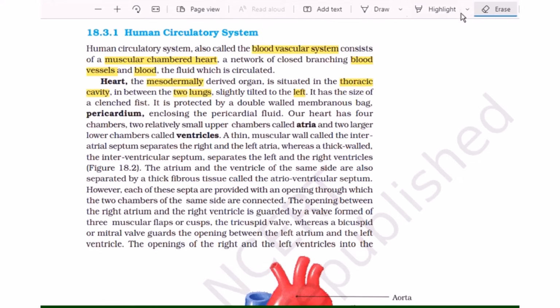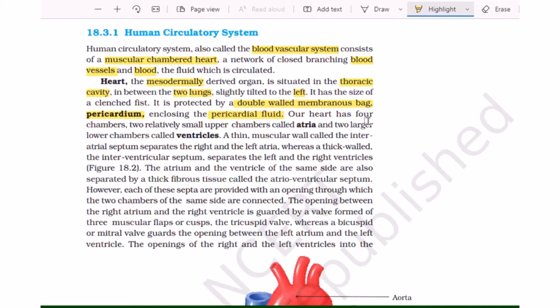And coming back to the text, it is also protected by a double-walled membranous bag that encloses a pericardial fluid, and this basically prevents shocks. So this entire heart is placed inside this double-walled membranous bag, and that is the pericardium.